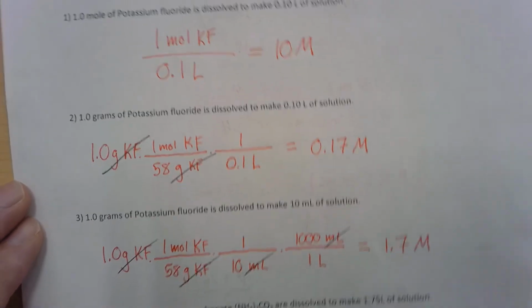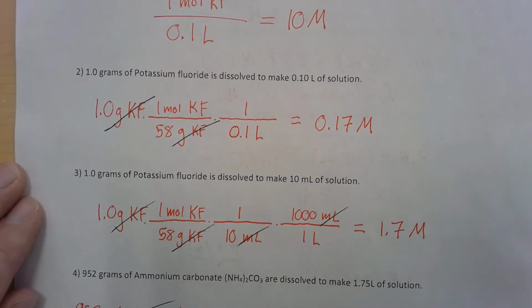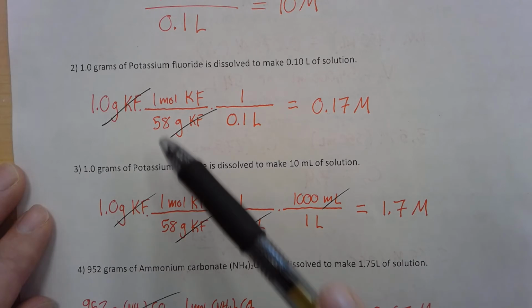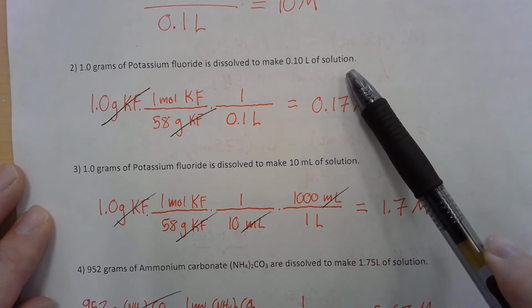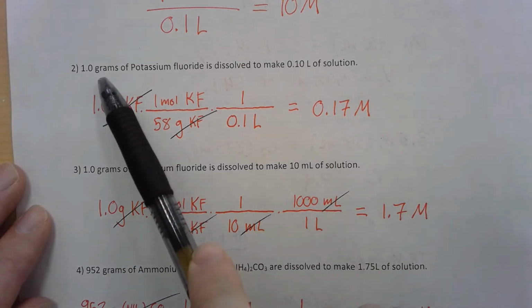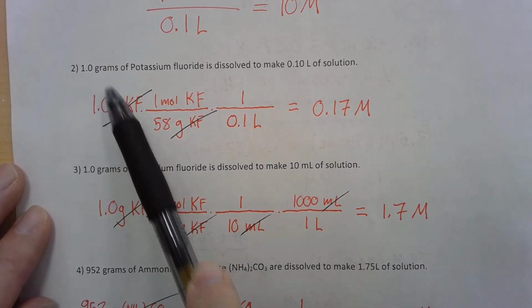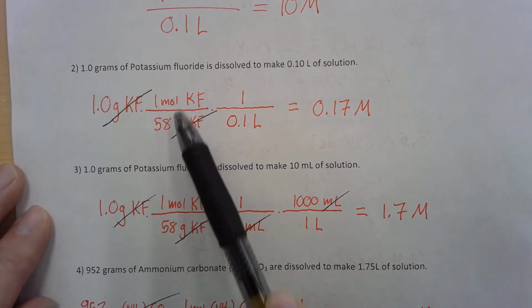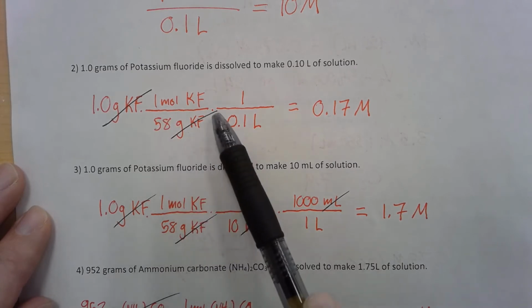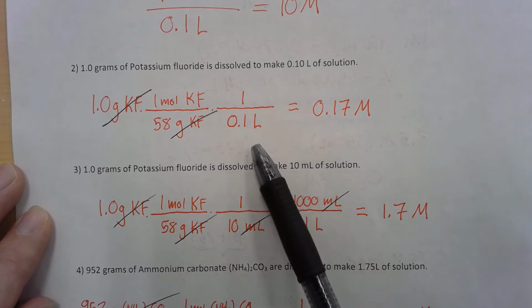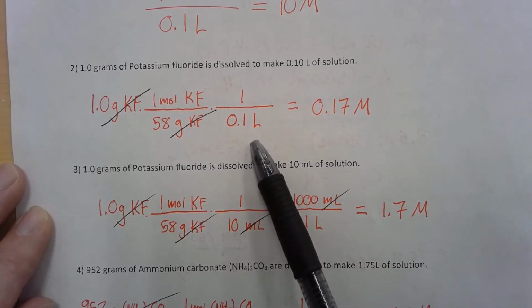Alright. Number 2, 1 gram of potassium fluoride is dissolved to make 0.1 liters of solution. Well, 1 gram is not the unit that we need. We need to convert that into moles using the molar mass, which is 58 grams. And then you need to multiply it by the inverse liters.